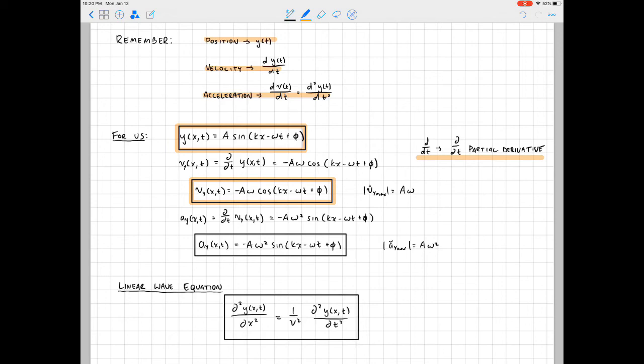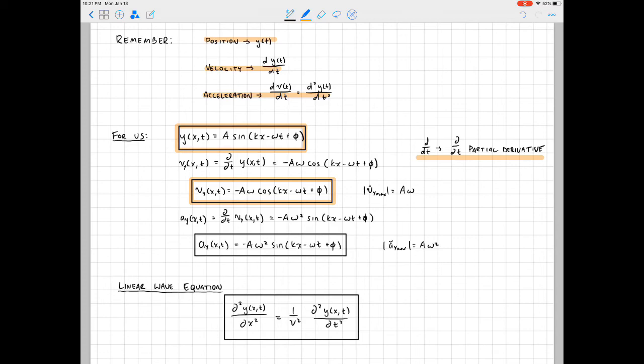All right, so if you take the partial derivative of our position function, we get an expression that looks very similar to what we saw in chapter 15 during 101. This is the velocity of the medium as the wave is propagating through. So this is the velocity at a specific location, say on the rope, at a specific time. All right, that's what this function represents.